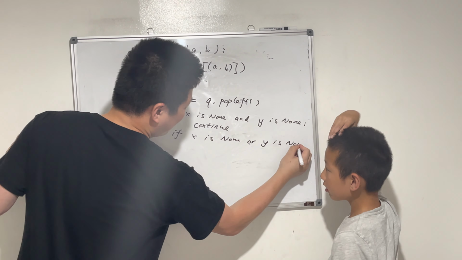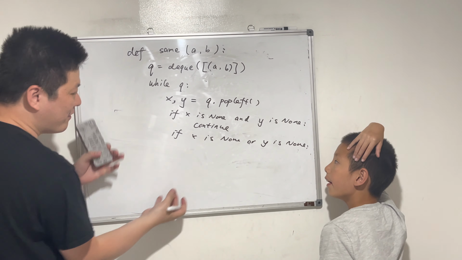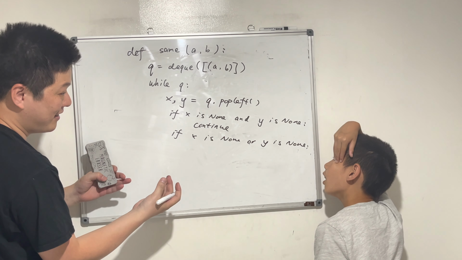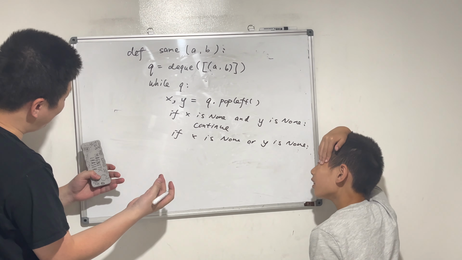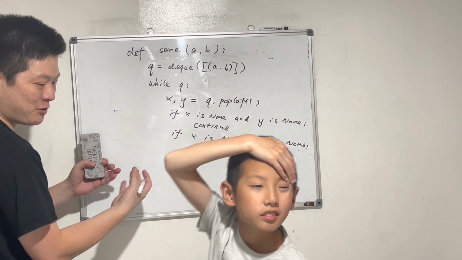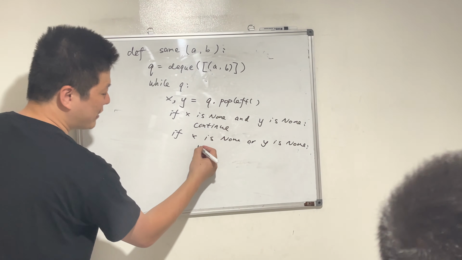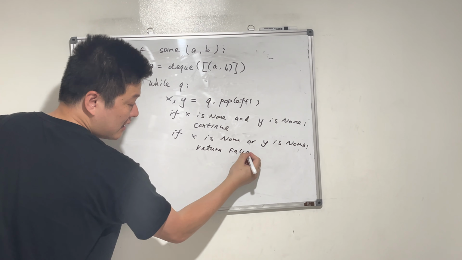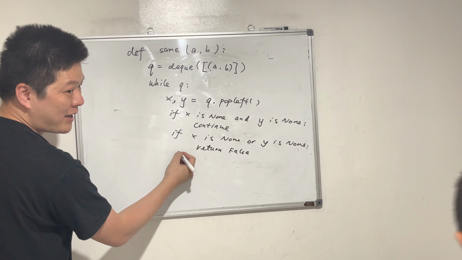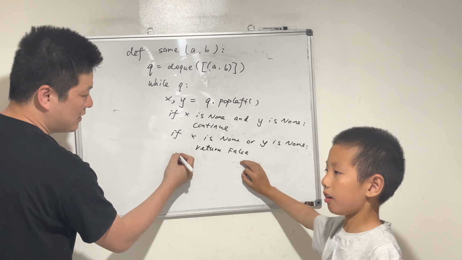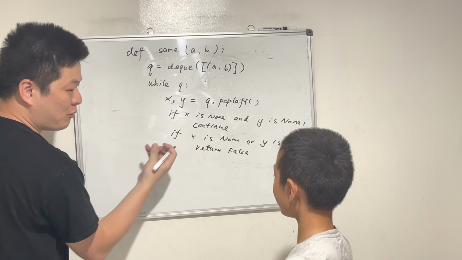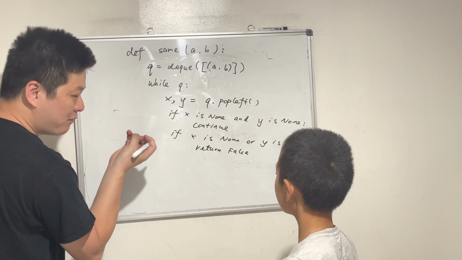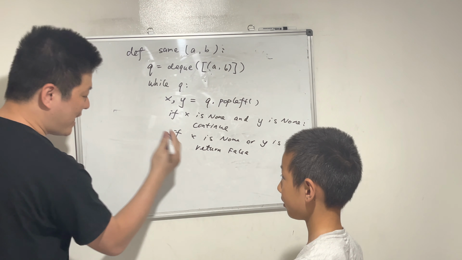Remember we have this in depth search. So what happens if one of them is none? What should we do? Return false. Right? Then what should we do? We should compare the value. Okay.